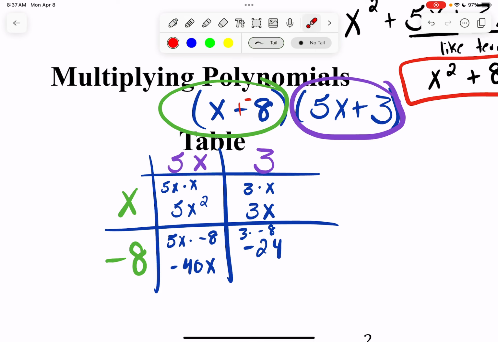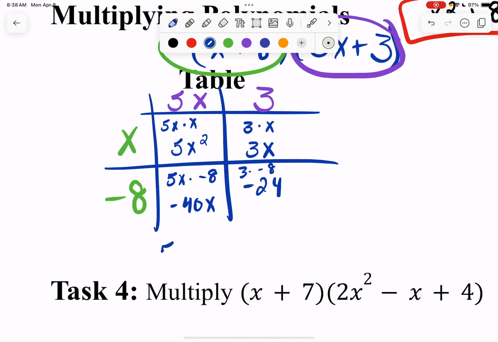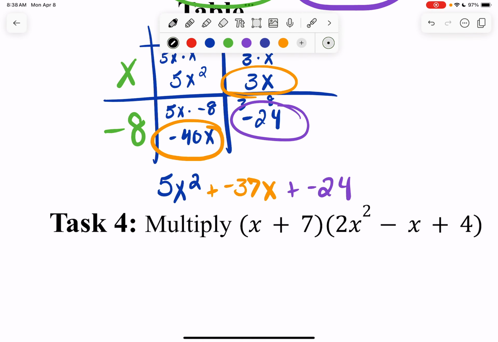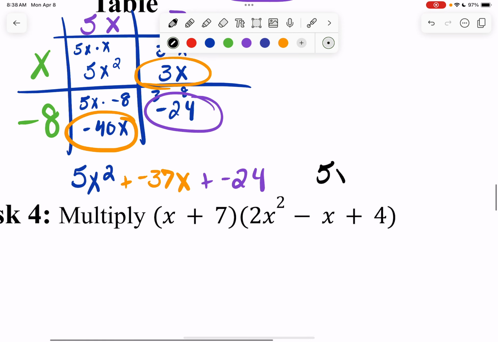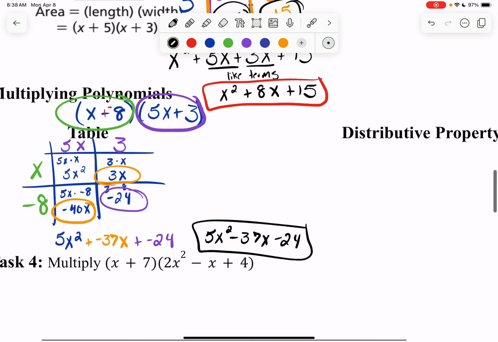And now we add up all our terms. I don't have any other x to the seconds, so I just have 5x to the second. Now here I've got a negative 40x and a 3x. I can add those. Negative 40 plus 3 would be a negative 37x. And then last we've got our plus a negative 24. So in standard form, we'd end up with 5x to the second minus 37x minus 24 when I multiply those. Okay, so this is using the table method, and the table method does work.